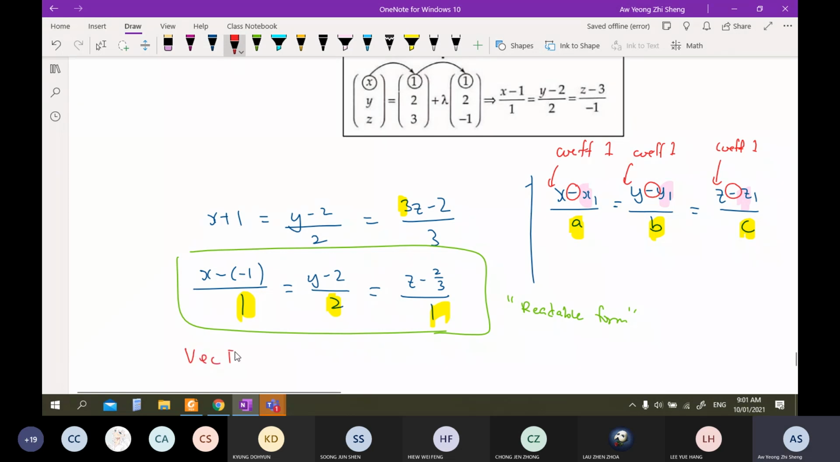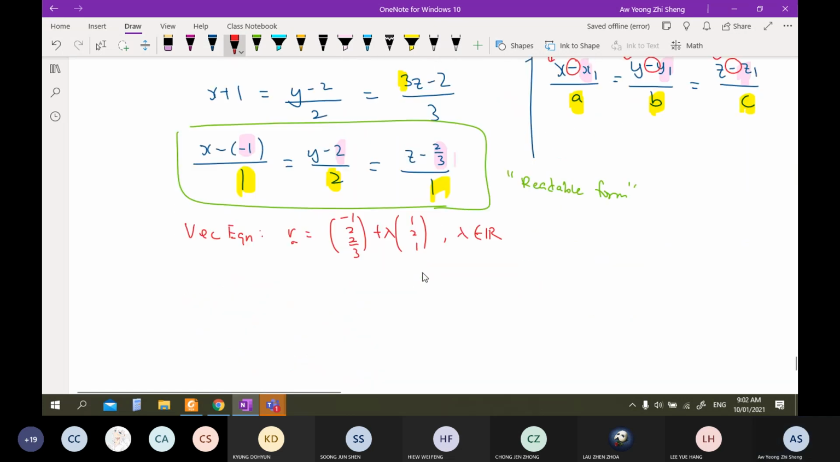And so your vector equation will be R equals, direction (1, 2, 1), and the fixed point will be the pink numbers above. It's (-1, 2, and 2/3). It's the number after the minus. So this is what we'll do in the next few pages, conversion between different forms.